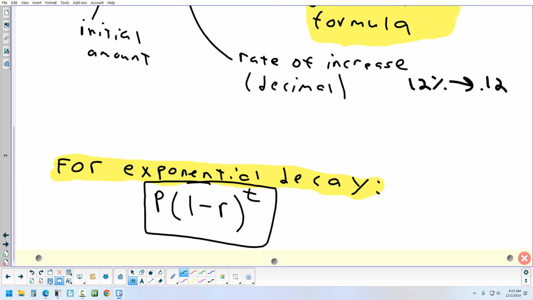Yep. So exponential decay in a real life problem can also be an issue. Like let's say you had a forest, and the amount of forest was decreasing exponentially because they were cutting all the trees down. Well, that's not good either.